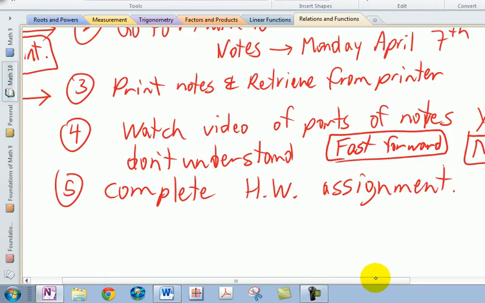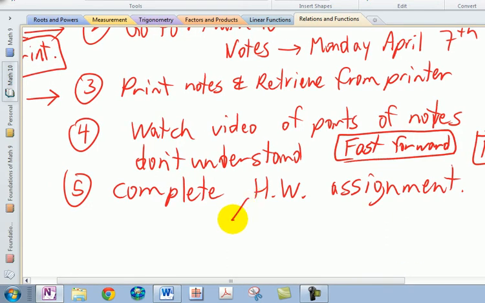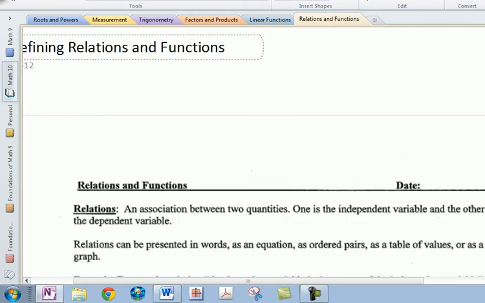Then, after you watch the video, you can complete your homework assignment as per the unit outline. Okay, so complete the homework assignment as per the outline. Good, let's get started. So we're looking at relations and functions.